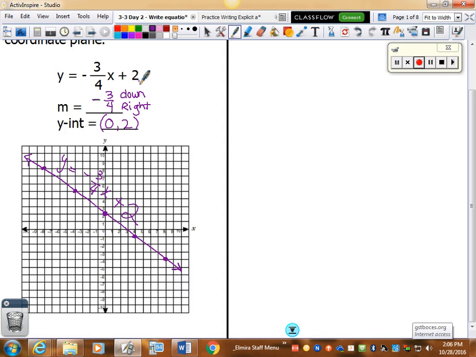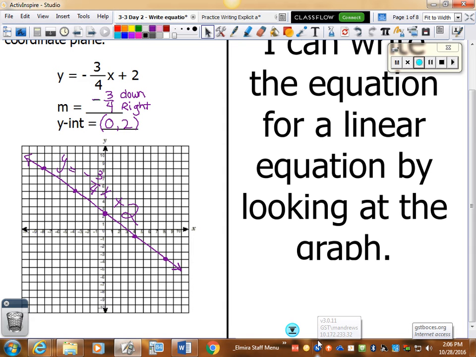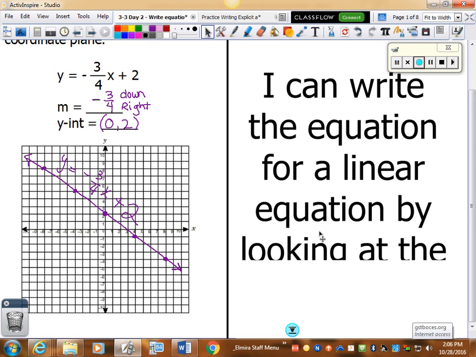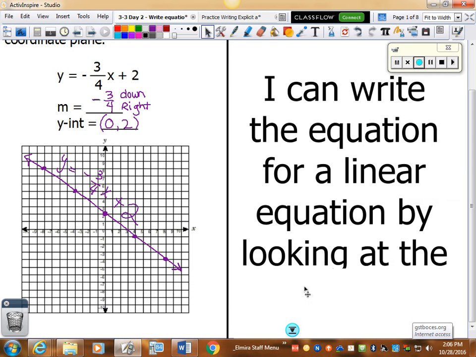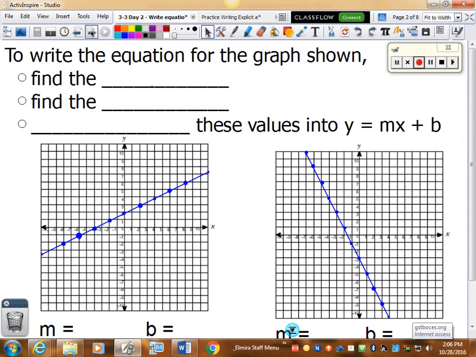Okay, so my learning target is for you to write the equation for a linear equation by looking at the graph. That doesn't make any sense. Oh well. Okay, how do you do this?